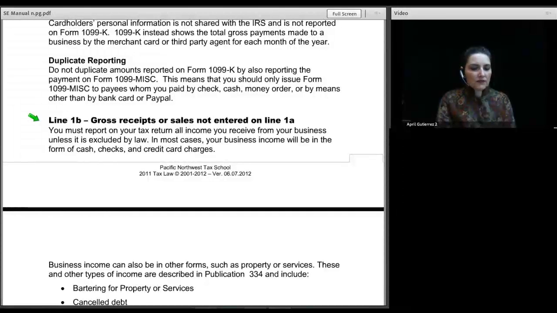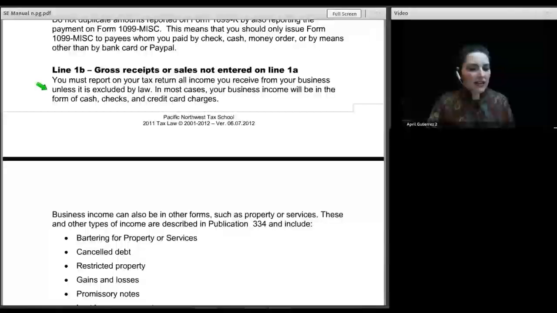Line 1B is therefore where you enter all of the other gross receipts of your business for the most part. And if you receive income in the form of cash or check, that is normally where you'd put it. In 2012 and future years, you would separate cash and check payments on line 1B from credit card charges on line 1A.